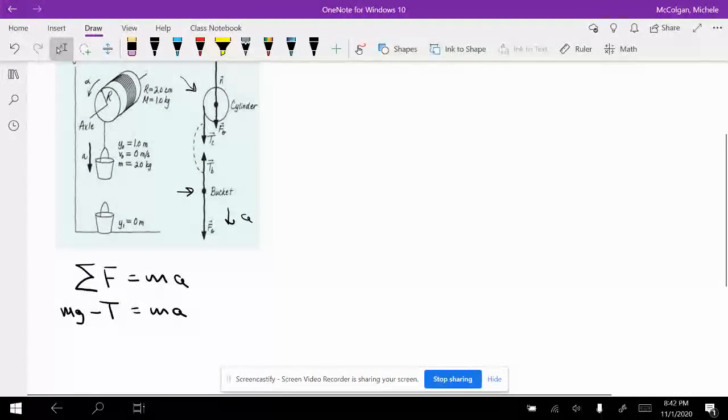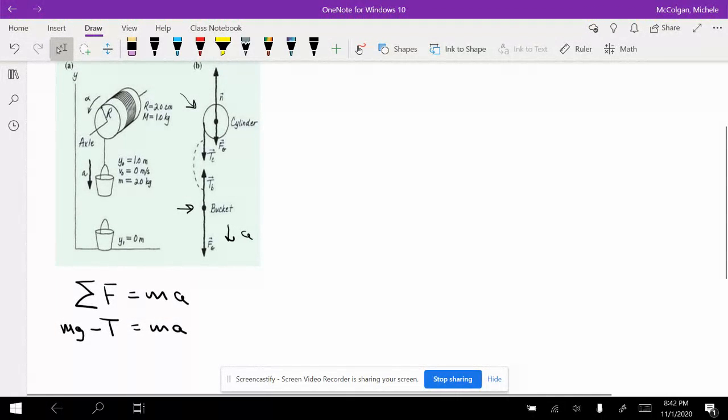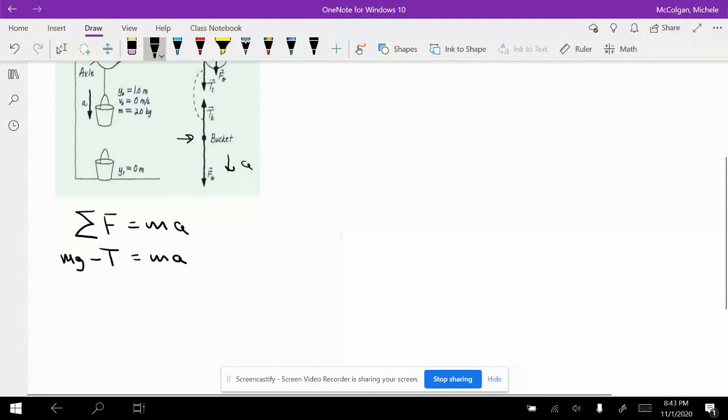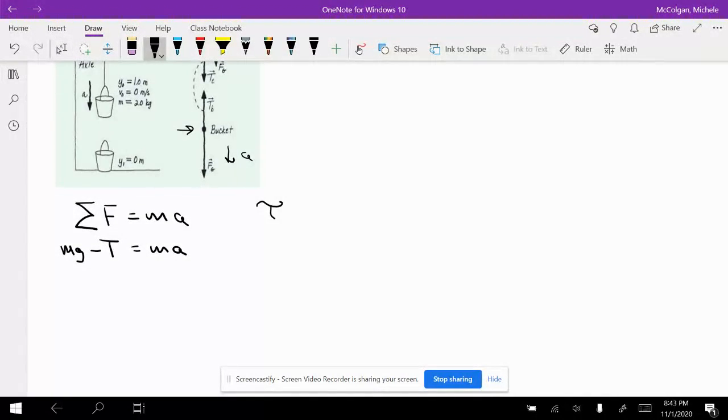Now I need to somehow link the acceleration and the tension, and this is where I'm going to use torque. There's a torque on my rotating cylinder, and I know that torque is equal to I alpha. I want to find alpha, so alpha is equal to the torque over I.